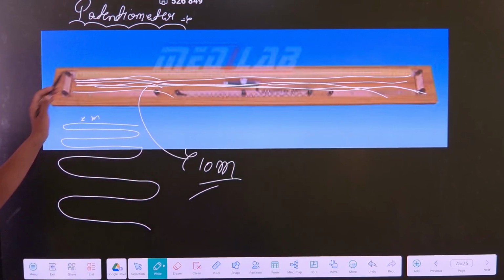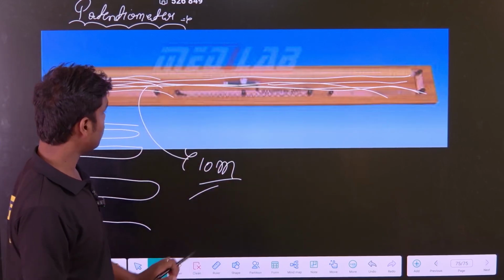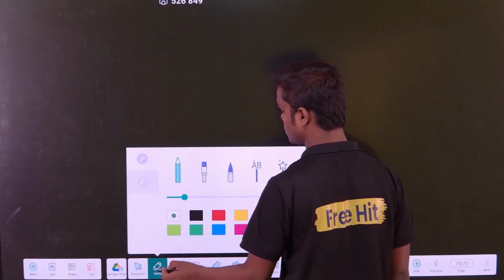Clear? So this is the general structure of how a potentiometer looks. First of all you have to clear this thing. If it is clear, now we will understand the working. Basically now we will understand what the application of this is.